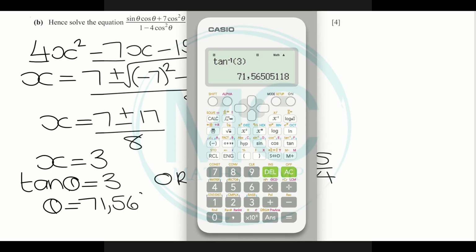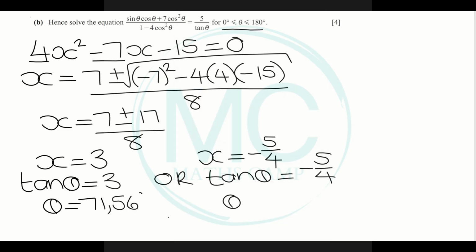Now let's find theta for negative 5 over 4. So I can say shift tan negative 5 over 4, close the bracket, is equal to negative 51.34. Theta is equal to negative 51.34 degrees. But remember that your calculator will only give you angles between negative and positive 90 degrees. But this question is asking us to find angles between 0 and 180 degrees.